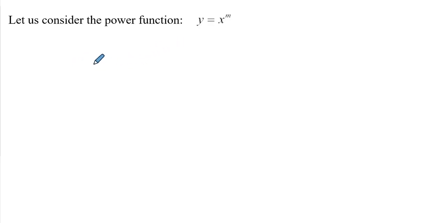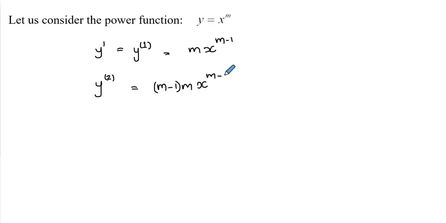So let's start this way. Let's have y prime here, which you could also write as y1 in brackets to indicate the order, just to practice this new notation. This will be m multiplied by x to the power m minus 1. And then if we get to the second order derivative, the second order differential coefficient will be m minus 1 times m multiplied by x to the power m minus 2.